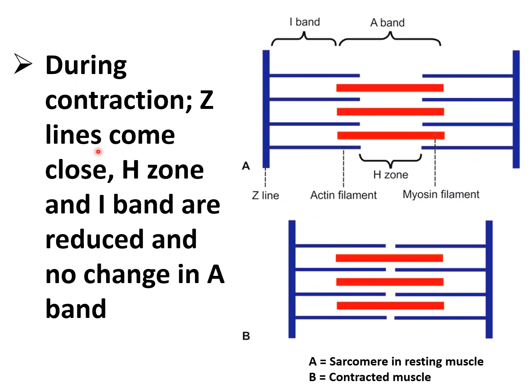During the contraction, the Z line comes close. Here you can see the Z line comes closer, and the H zone and I band are reduced, and there is no change in the A band. So this red part, there is no change in the A band. Thank you very much.